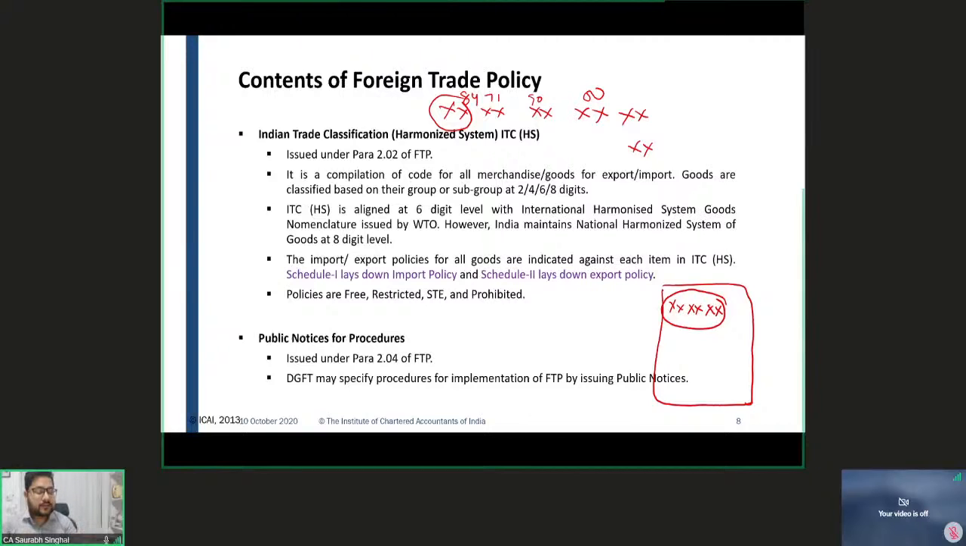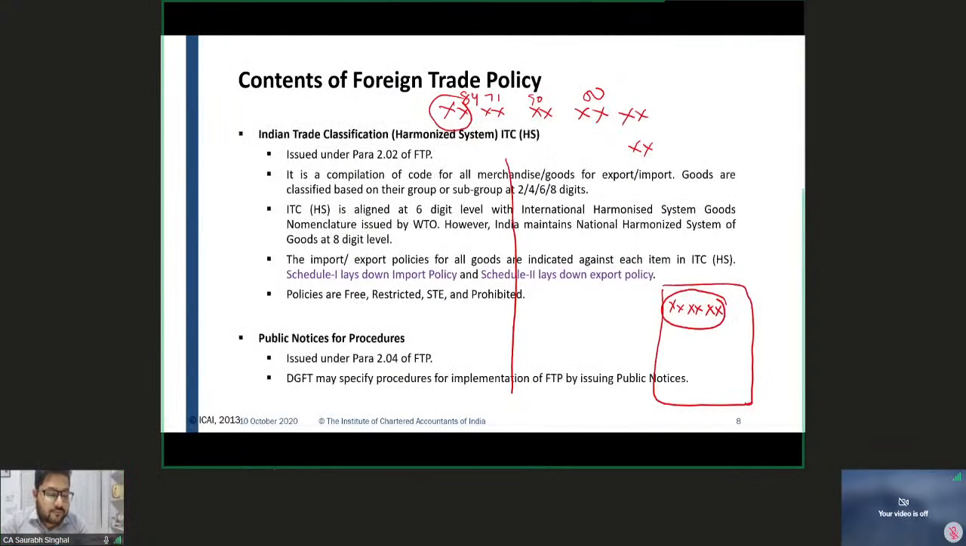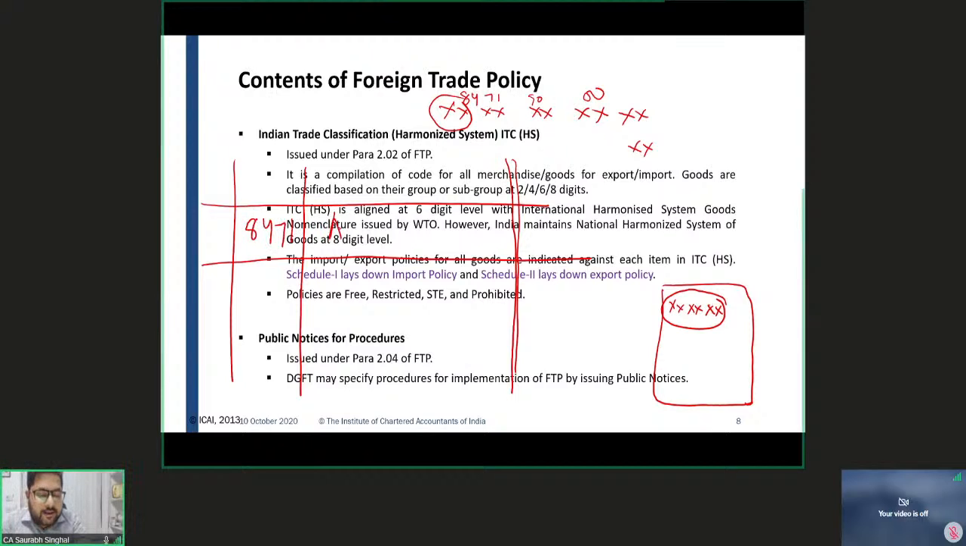So if you see the ITCHS, suppose this is the ITCHS, maybe I've given a screenshot also. You will find this classification: Chapter 84, 71, ADPM machines. Suppose Chapter 84, 71, subheading 90, Pentium 4, then tariff entry 84, 71, 90, 00, then it says computer less than 14 inches. So this is the entry.